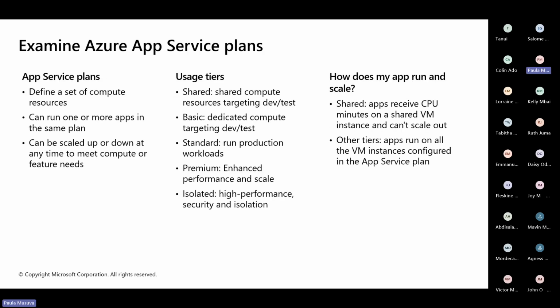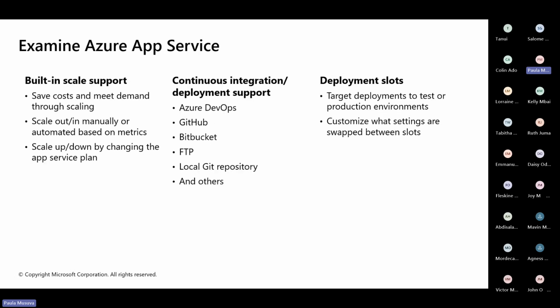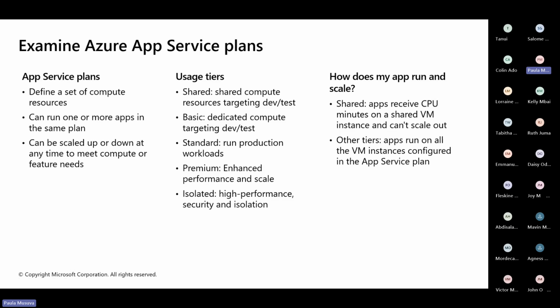The other thing also is a mention of the service plans, and you saw the service plans being mentioned here when we're discussing the scaling. So you have the service plans defining a set of compute resources that you have available, and we'll discuss the different tiers. There's shared, basic, standard, premium, and isolated. And what you're saying is that you can run more than one app, you can run more than one web app on the same plan, all right?